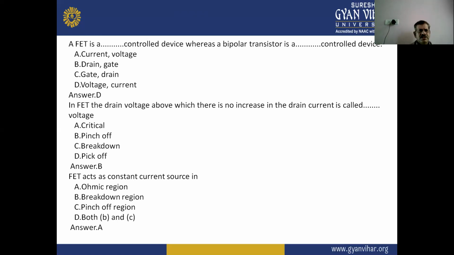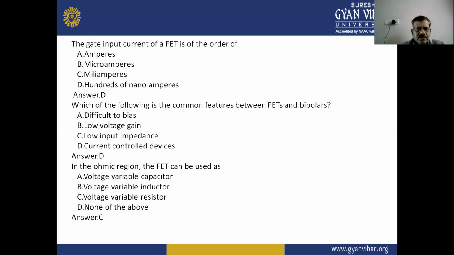And next question. A FET acts as a constant current source in option A, ohmic region, option B, breakdown region, option C, pinch off region, option D, both B and C. The correct answer is A, FET acts as a constant current source in the ohmic region or resistance region.